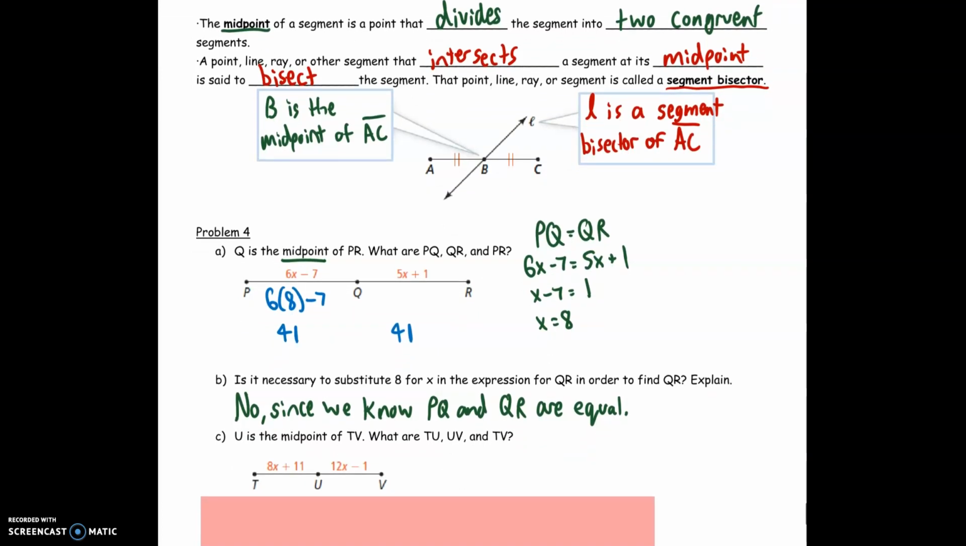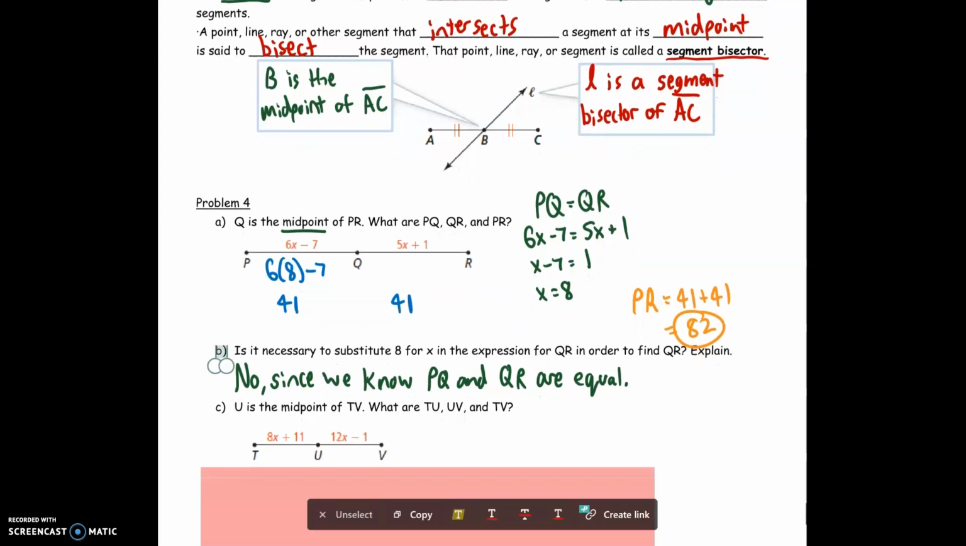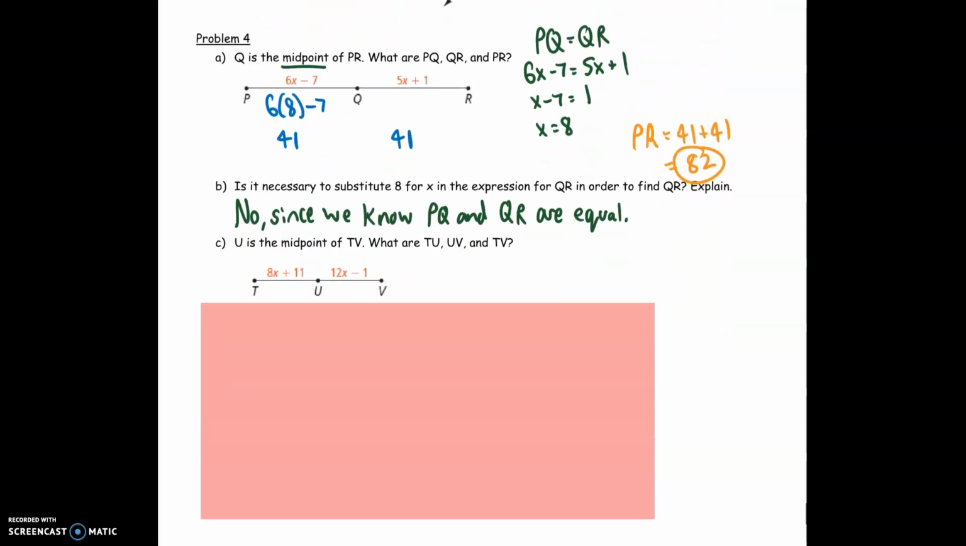What we actually haven't found yet is the entire length of that segment. We're asked again for three things. We found PQ, we found QR. So PR is as simple as adding those together, or you can also just think multiplying one of them by 2. So if I'm looking for PR, I can just add those two individual halves together, and that's just going to get me 82. Or again, you could just take half of that segment and double it. So 41 was halfway, double that, I get the whole thing, which was 82.